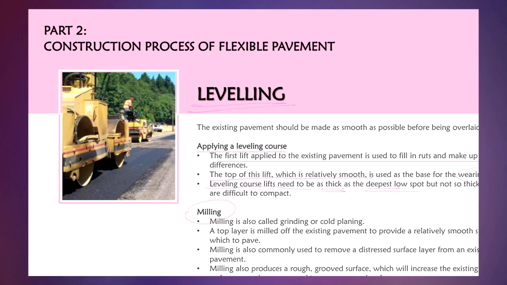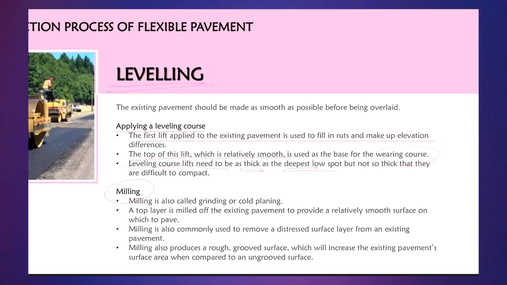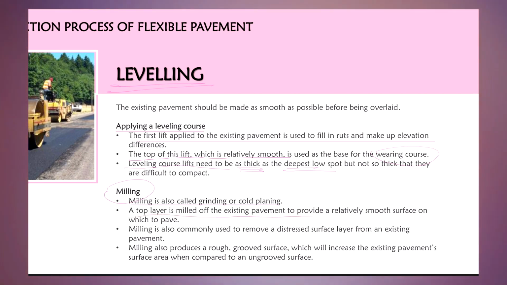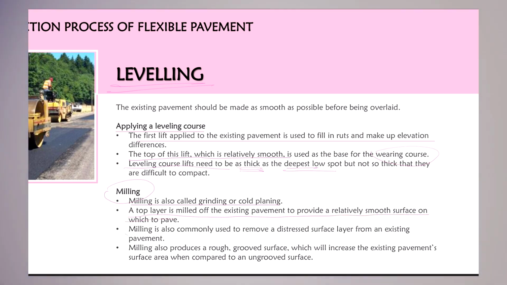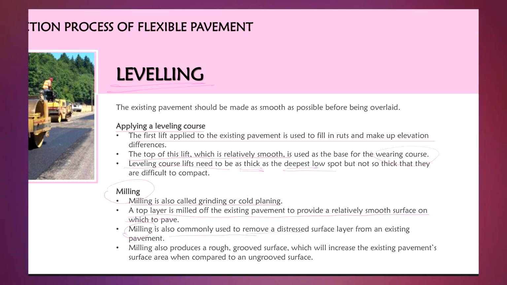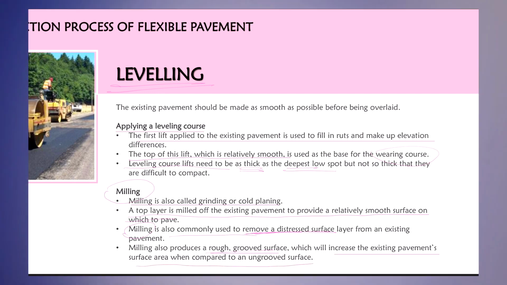And now for the milling processes. This is to ensure the quality of the pavement. Milling is also called grinding or cold planing. A top layer is milled off the existing pavement to provide a relatively smooth surface on which to pave. Milling is also commonly used to remove a distressed surface layer from an existing pavement. Milling also produces a rough, grooved surface which will increase the existing pavement surface area when compared to an ungrooved surface.